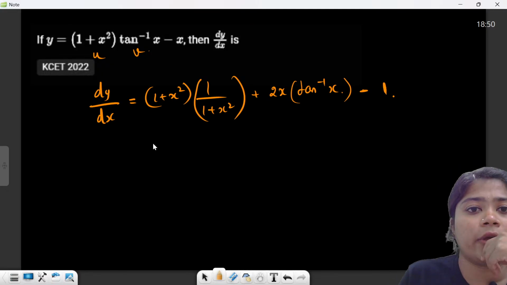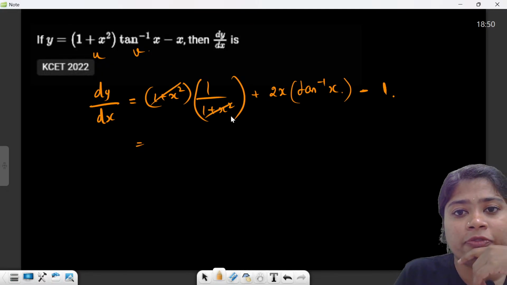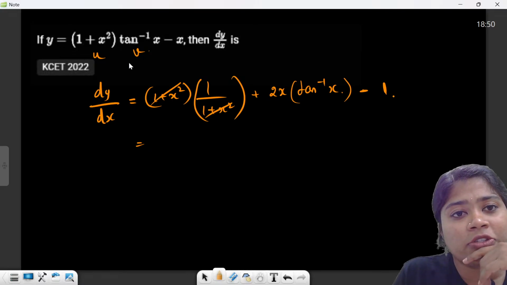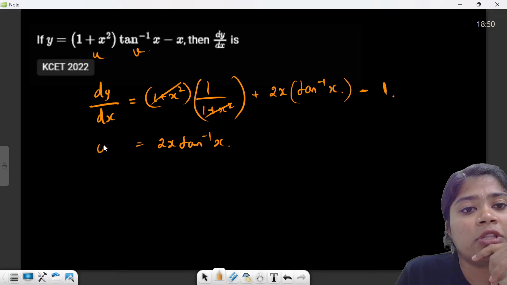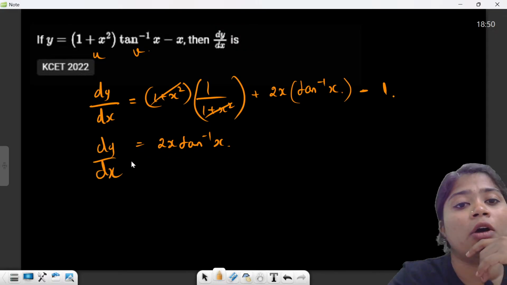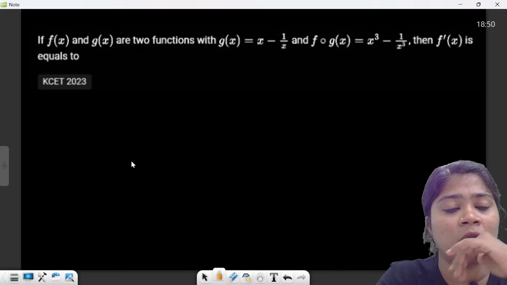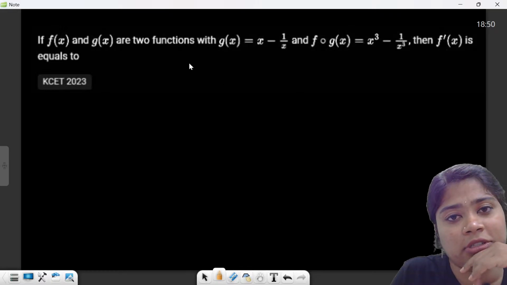Okay. So plus 1 minus 1 get cancelled. So we will be getting 2x into tan inverse x. So this is dy by dx. Look guys, how simple the questions are. So let's solve this question.